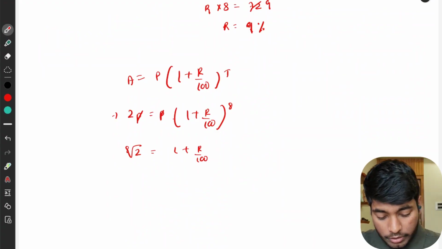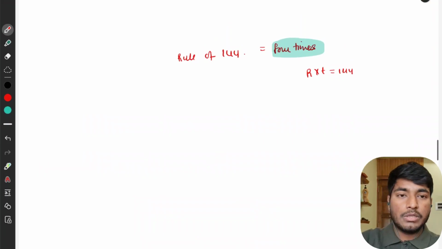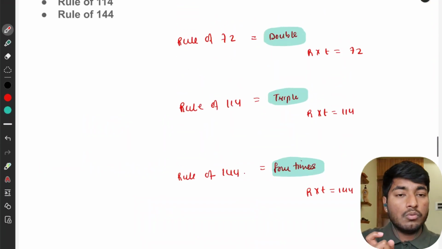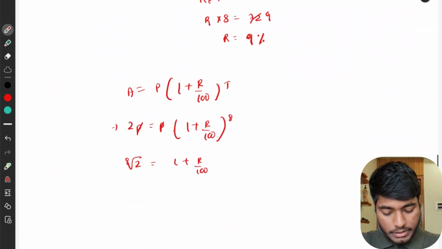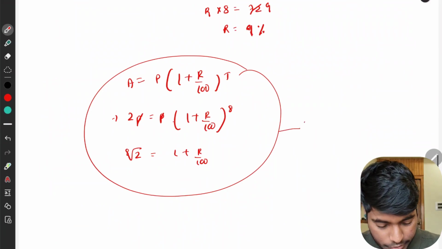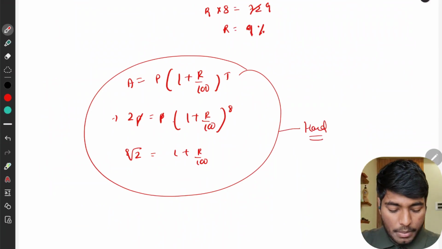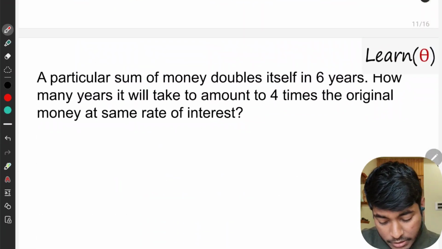So what you can simply do is remember just three simple formulas: 72, 114 and 144. Remember, all your questions will be done in a very easy fashion. Perfect. So let us understand this question.